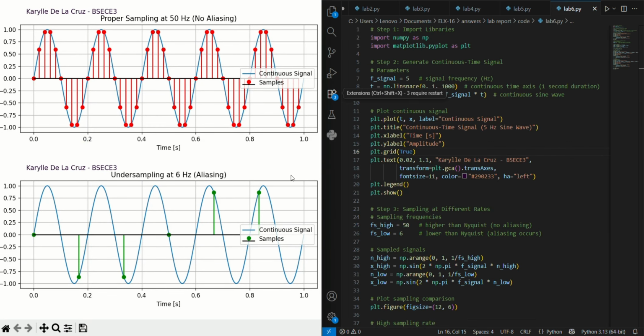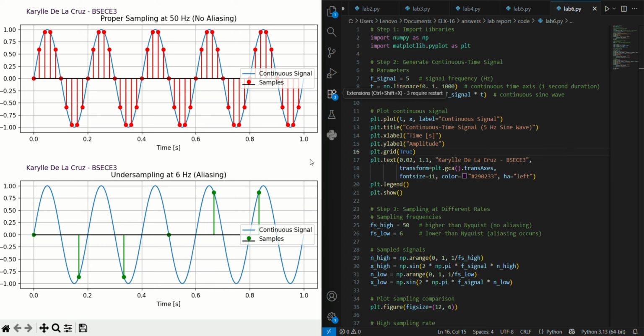In our first case, we sampled at 50 Hz since our signal frequency is 5 Hz. The Nyquist theorem tells us that the sampling rate must be at least twice the signal frequency. In our case, 2 times 5 equals 10 Hz. So 50 Hz is way above that. That is the proper sampling.